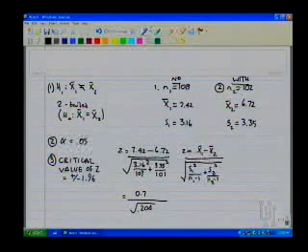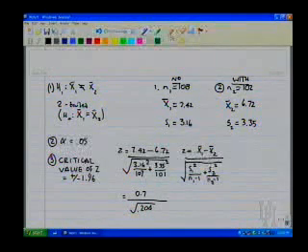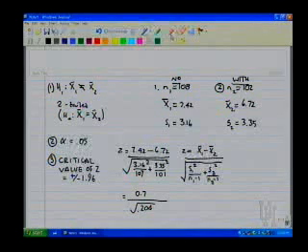Okay? And the square root of 0.204 is 0.452.